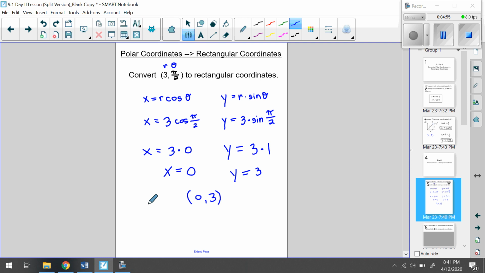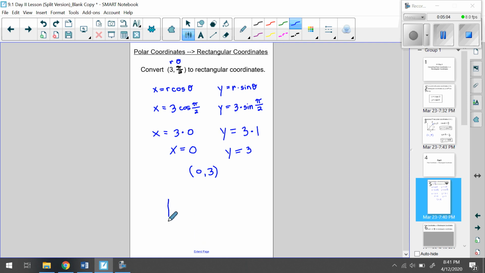And that's our answer. Now, this next part I'm going to do is not required, but it might help you see the connection, or why both of these are the same coordinate. We know how to graph 0, 3, so if we just draw a quick sketch here, 0, 3 means to go left to right 0 and up 3 units.